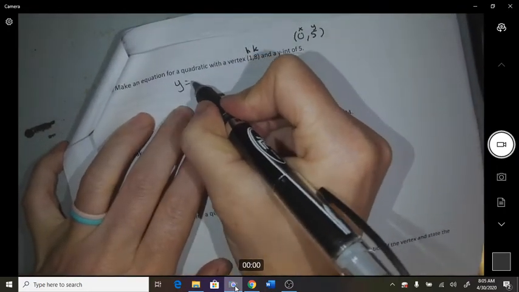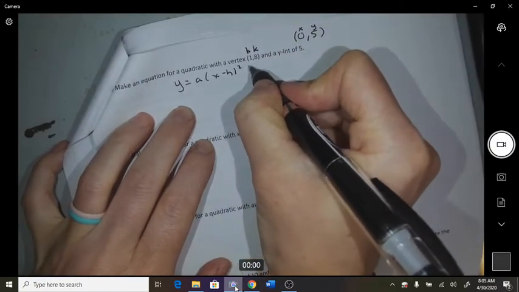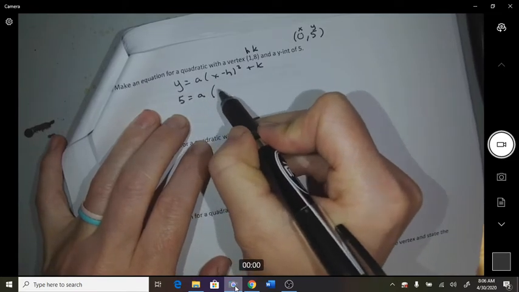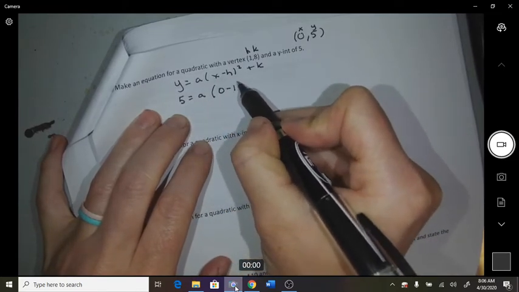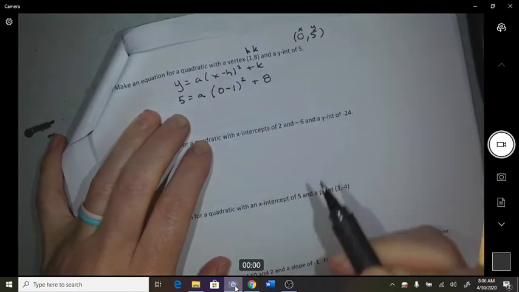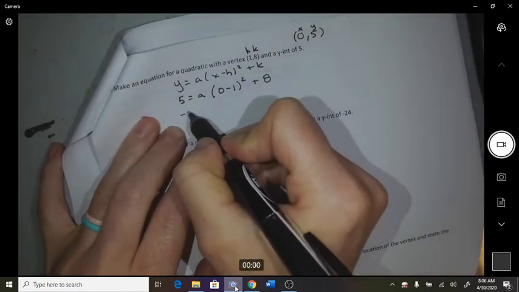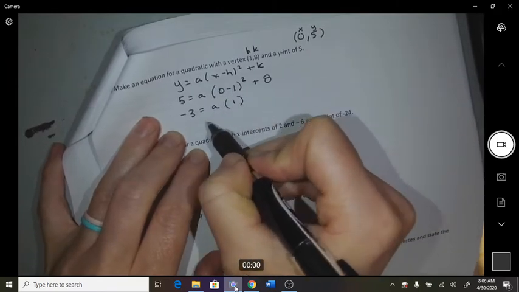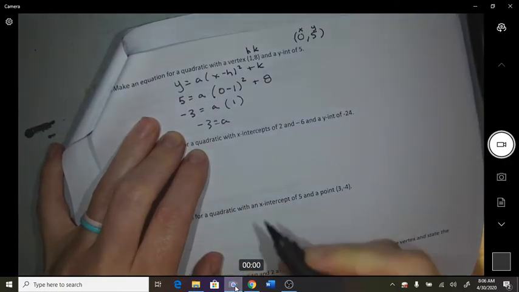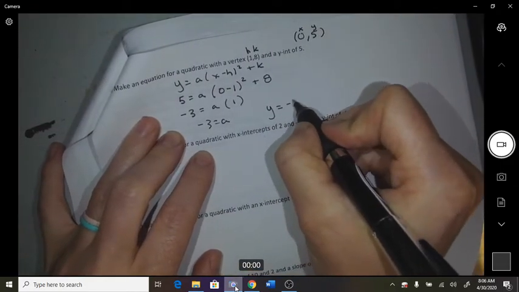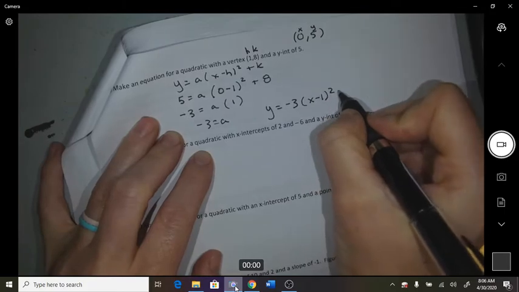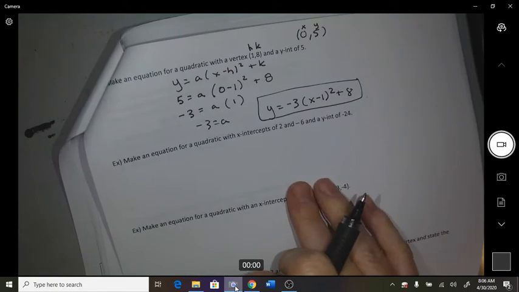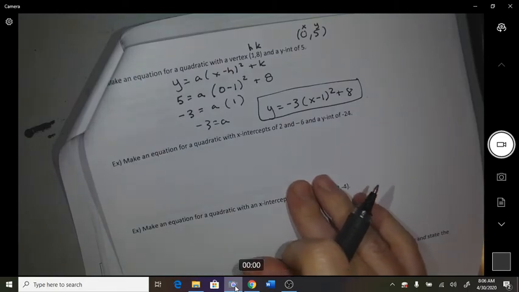So again, I'll just write this formula out so we can see it. I'm going to replace y with 5, solve for a. X is 0, minus 1 squared plus 8. Move the 8 over, that's -3. -1 squared is 1. So therefore a is -3. So y equals -3, x minus 1 squared plus 8. Leaving the xy spots open, putting the vertex and the slope in there.